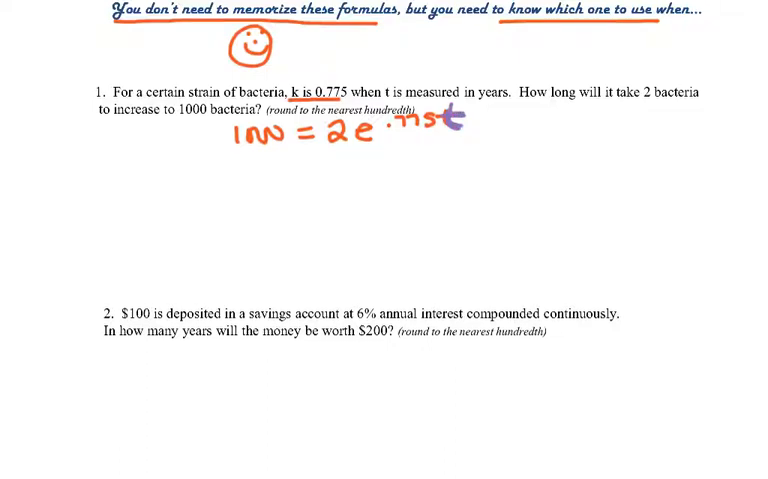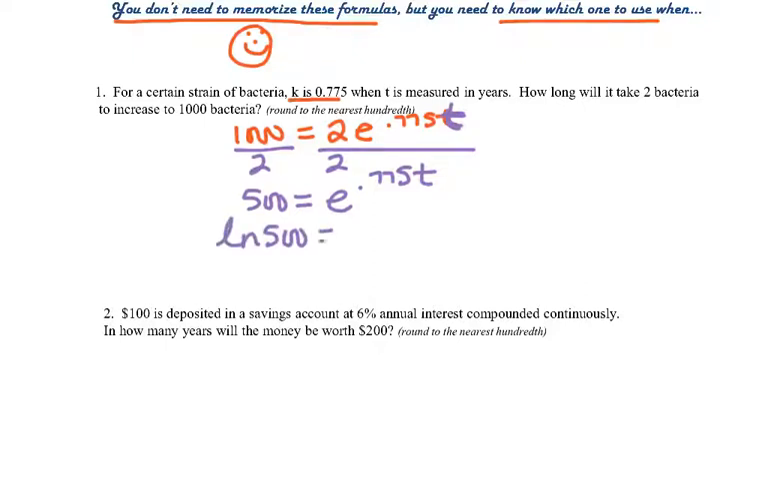So we're going to need to first isolate, divide both sides by 2. 500 is equal to e to the 0.775t. And then how do we get that t out of the exponent? Right, we're going to take the natural log of both sides. So the natural log of 500 is equal to, it's going to come down here, 0.775t, natural log of e.